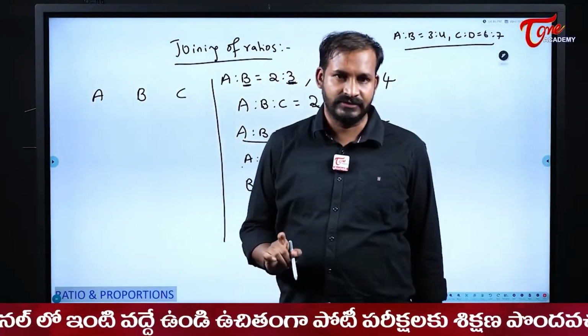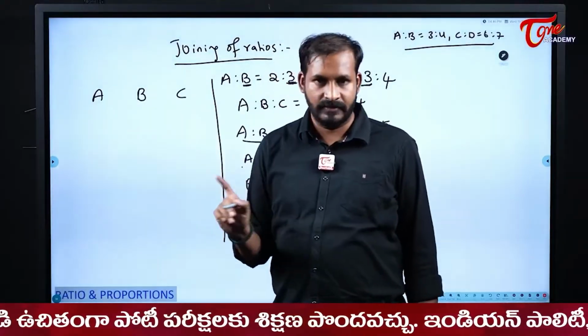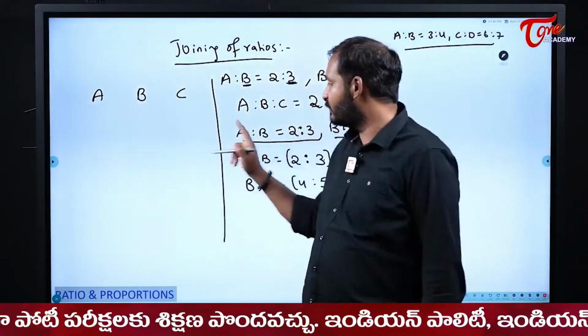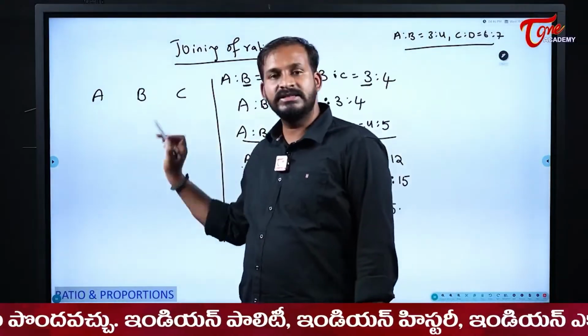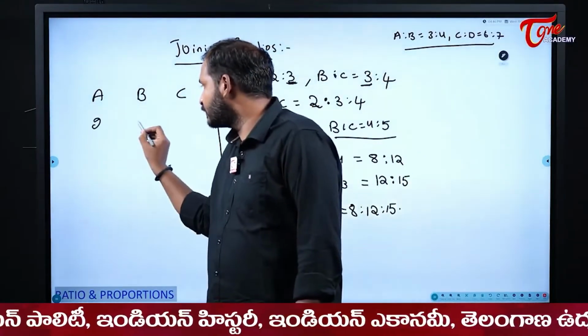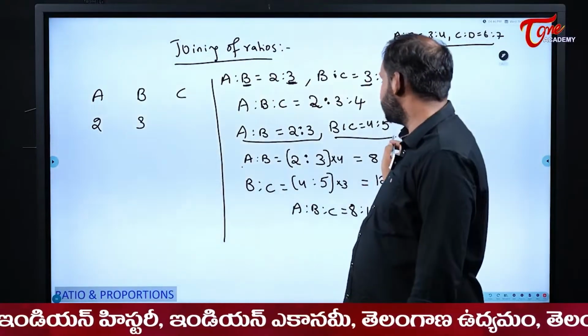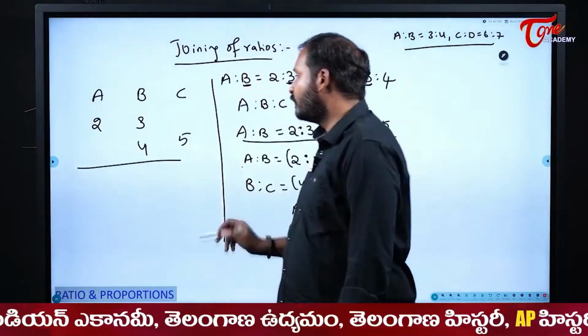Remember this carefully, students. I am writing B in the middle not because of alphabetical order. The reason is B is the common element between them. For example, if I have A is to C and C is to B, then I would have written C in the middle. Understood? Now, A is to B, what is it? 2 is to 3. Good, superb. Next, B is to C, what is it? 4 is to 5.